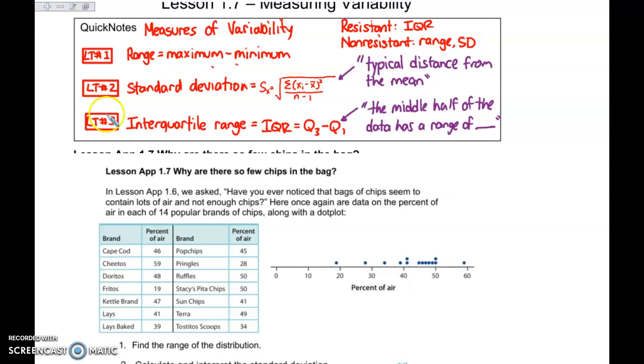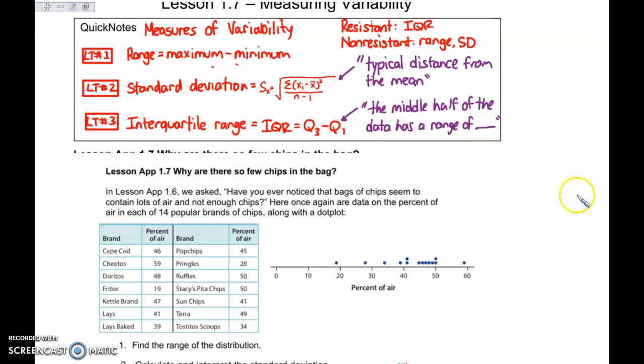Okay. Learning target number 3 was be able to identify the IQR, which is the interquartile range. To be able to find that, you find Q3, which is the upper quartile, and Q1, which is the lower quartile, which have to do with the median. So find the median of the lower half, the median of the upper half, and then you're going to subtract those to get the IQR. To be able to put that in terms of interpreting it, it says the middle half of the data has a range of this. So whatever number you would get here, you just fill in the blank right there.